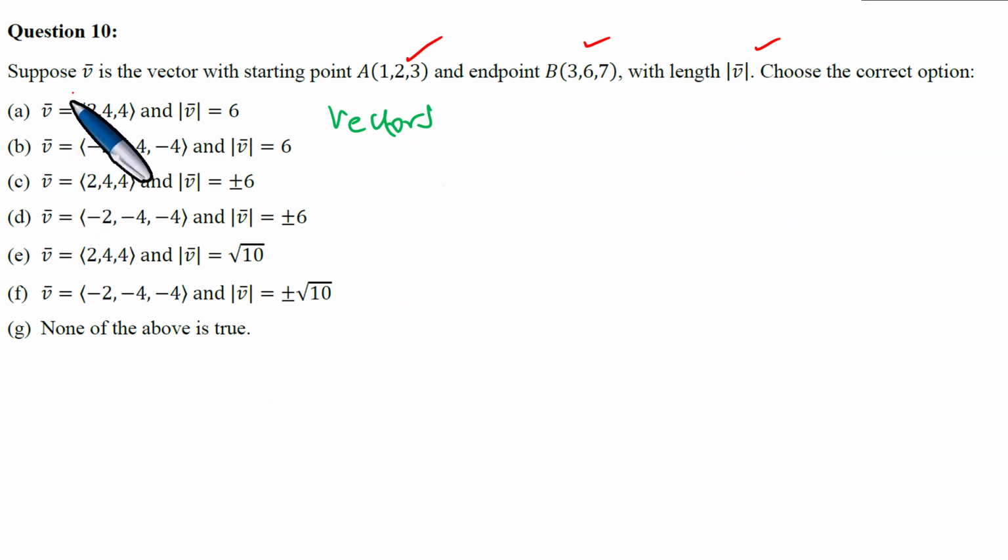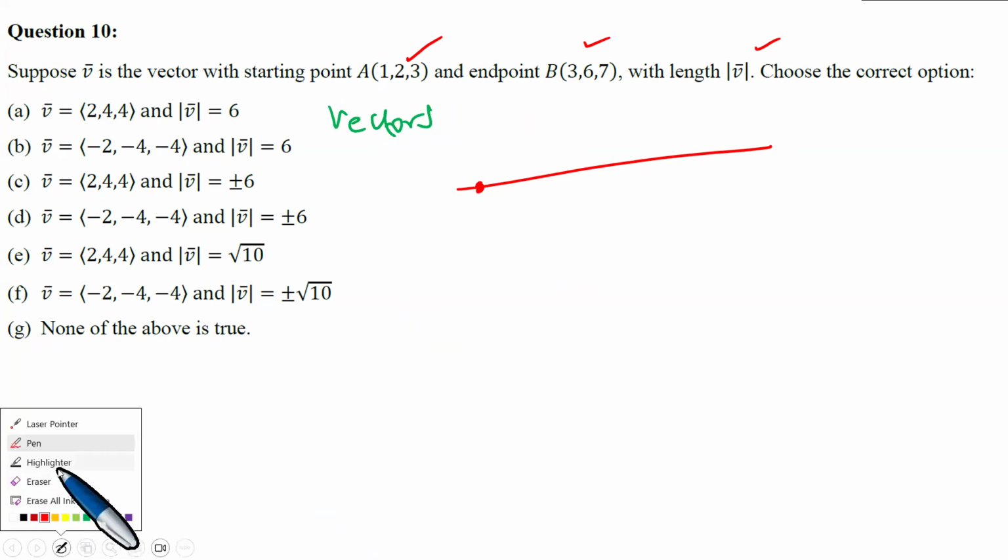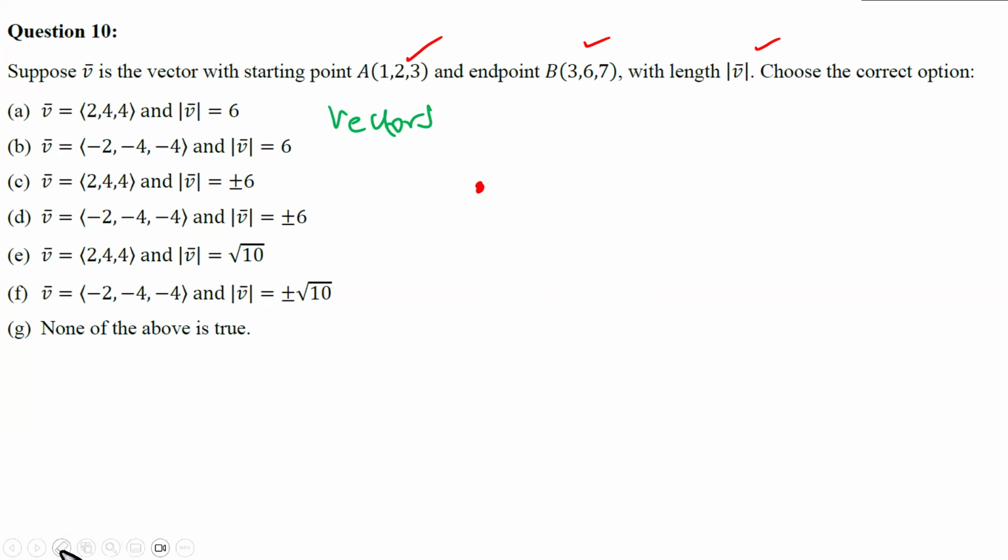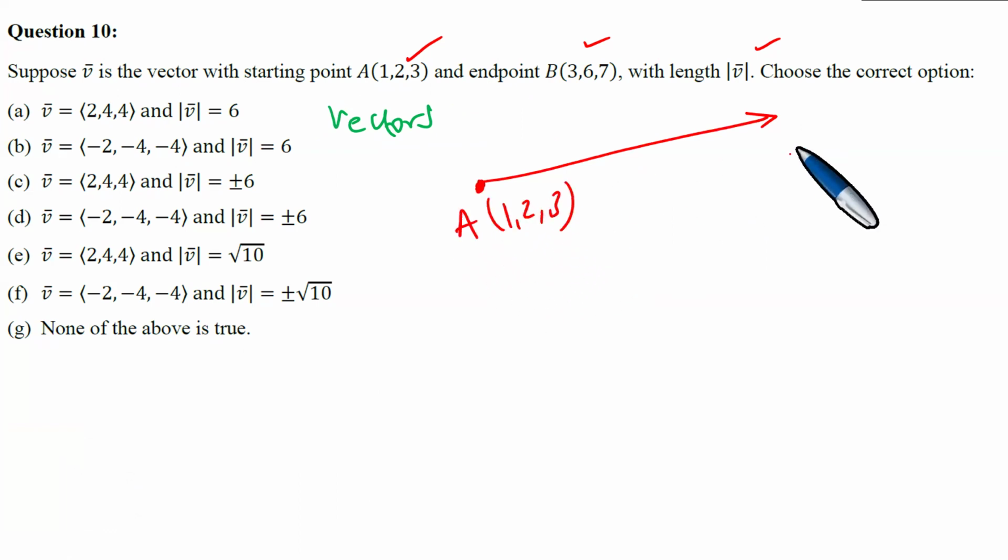Right, but note that V is a vector with starting point. So the examiner is saying, hang on, there is a vector with starting point this and end point that. Okay, let's do this nicely. Want to have a scheme here and a rough sketch. There is a vector with starting point, what is the starting point? It's 1, 2, 3. What is the end point? The end point is B with the coordinate 3, 6, 7, like so.